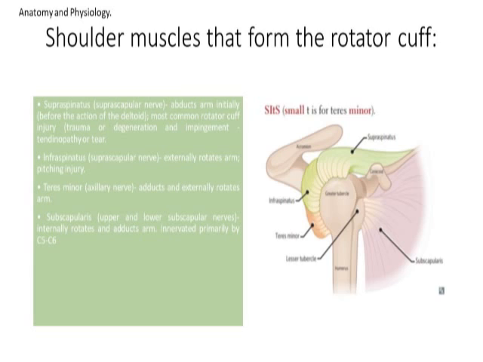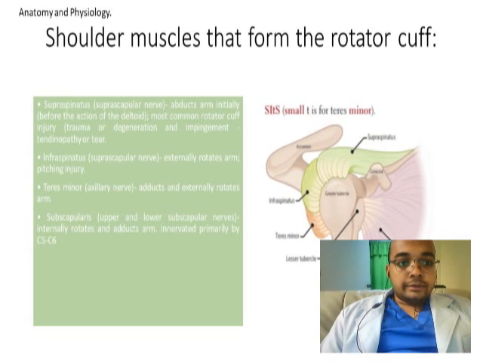Another important muscle is infraspinatus. This is also a rotator cuff muscle. Infraspinatus is innervated by the suprascapular nerve. It externally rotates the arm, and pitching can produce a pitching injury.